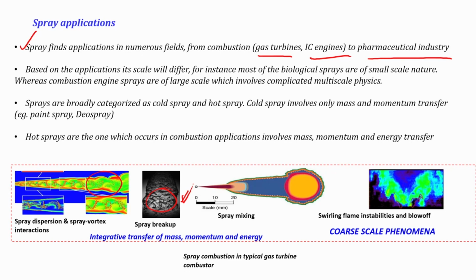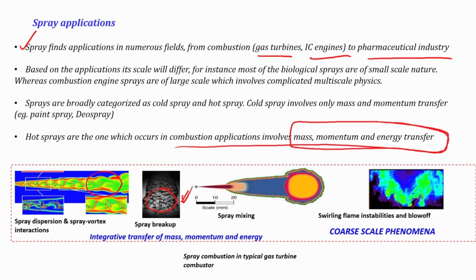And it can be hot spray and cold spray. Cold spray is basically that you just spray the fluid, and there is mass and momentum transfer, there can also be energy transfer, but it happens at very low temperature conditions. Whereas hot sprays are in combustion applications, say for example, where we have mass, momentum and energy transfer at a very high temperature. So, that is what hot sprays are.